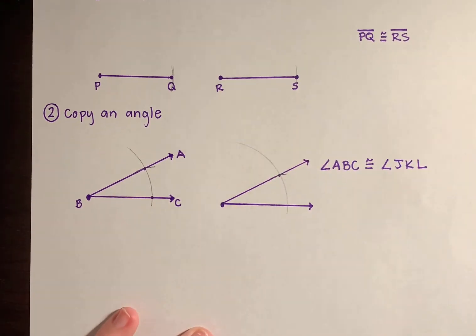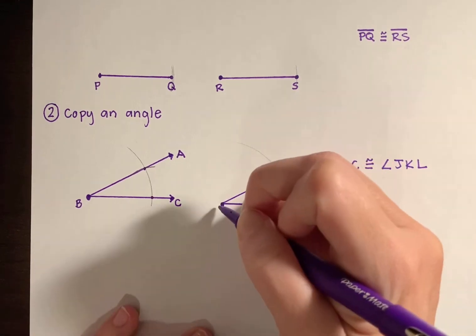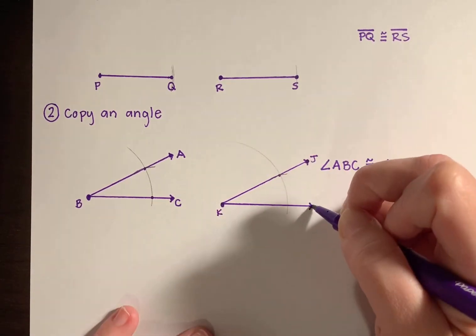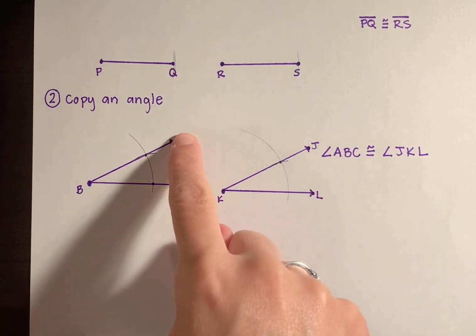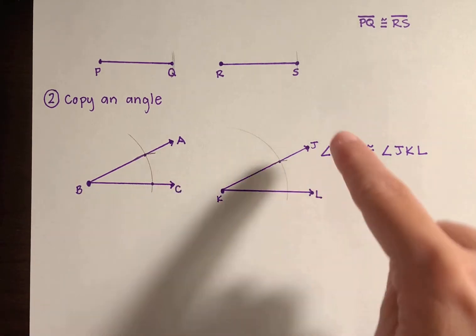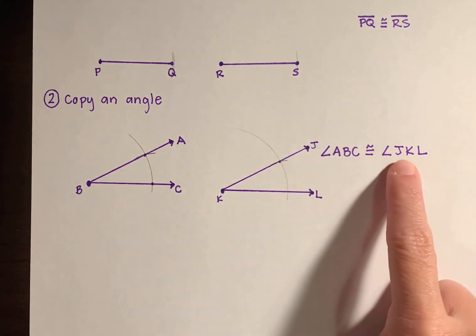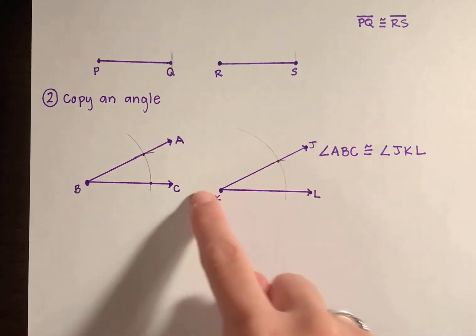And I'm going to go ahead and label. So this point is going to be J, this point will be K, and this point will be L. Order does make a difference. We're going to talk about that more when we get to triangles. But notice I started on the top with A, went to the middle with B, and then across with C. So I have to start on the top with J, because that's the first one, go to K, and then L. I have to follow the same pattern.